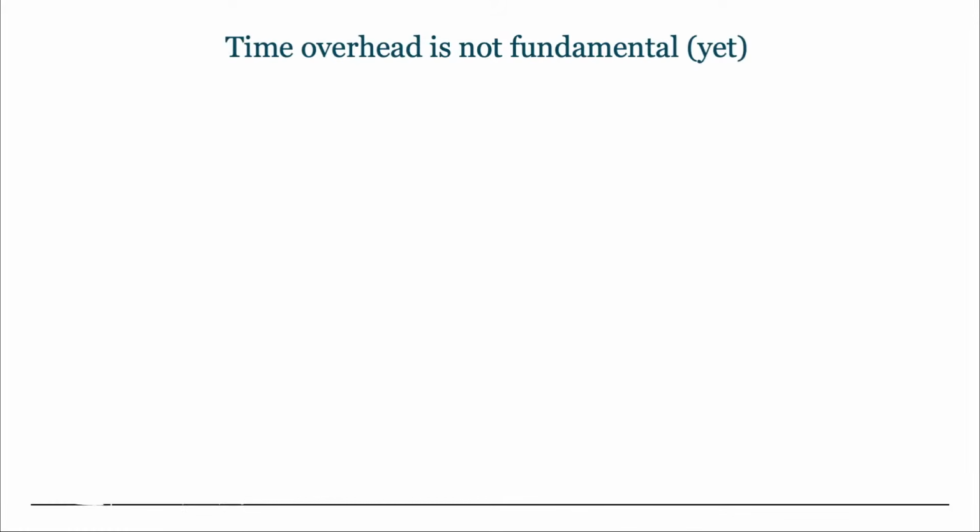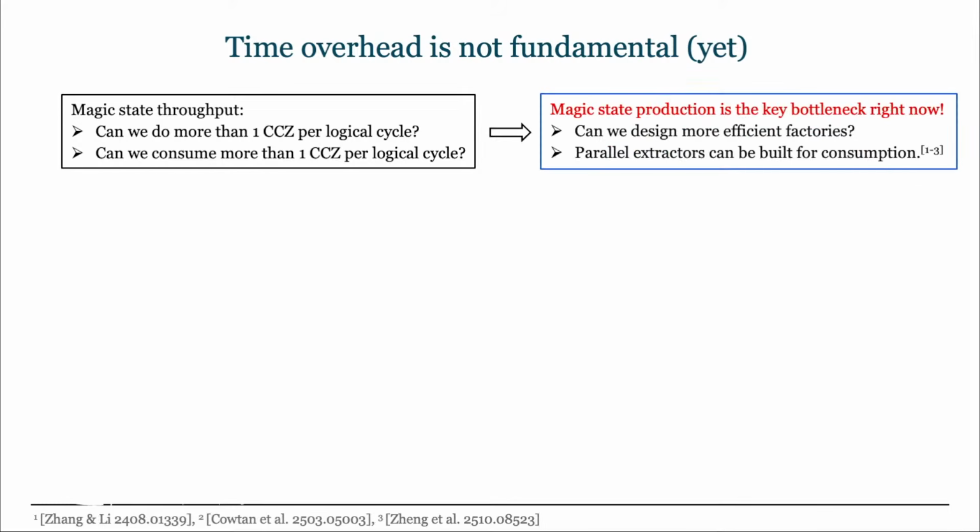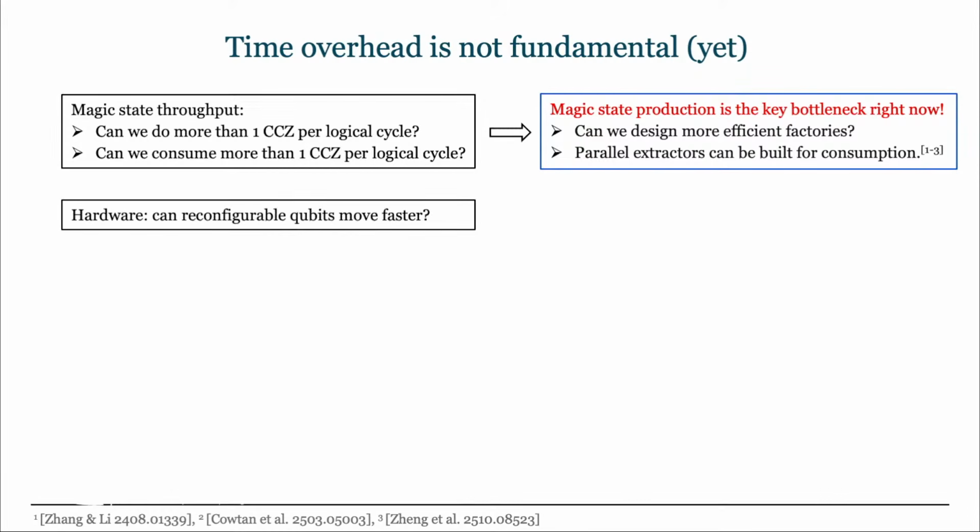So yeah, time overhead is not fundamental, at least not yet. Let's look at some of the significant factors. One is magic state throughput. Right now, we are very, very sequential. We're producing one magic state at a time, and we're consuming one magic state at a time. Both of these can be improved. So we can come up with better magic state production, and we can come up with more parallel consumption of magic states with parallel extractors. Okay? So that's not fundamental, but we need to understand the cost of magic state production.